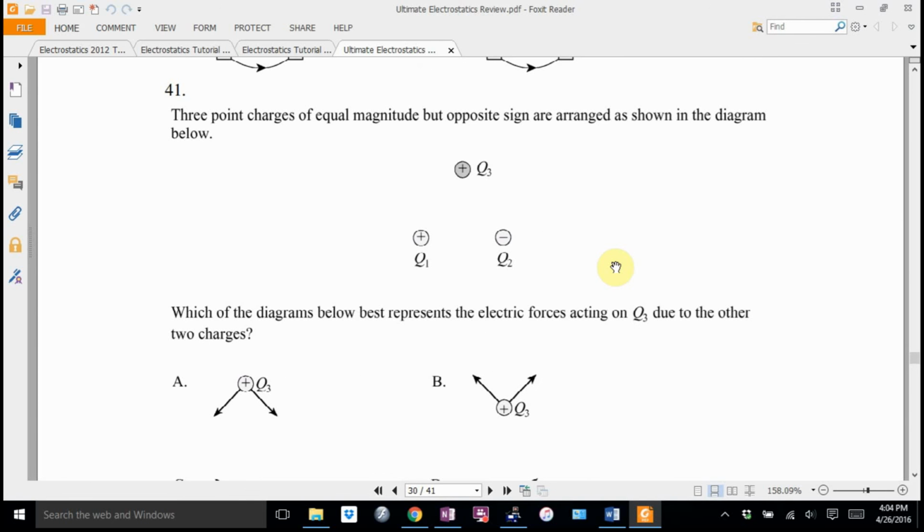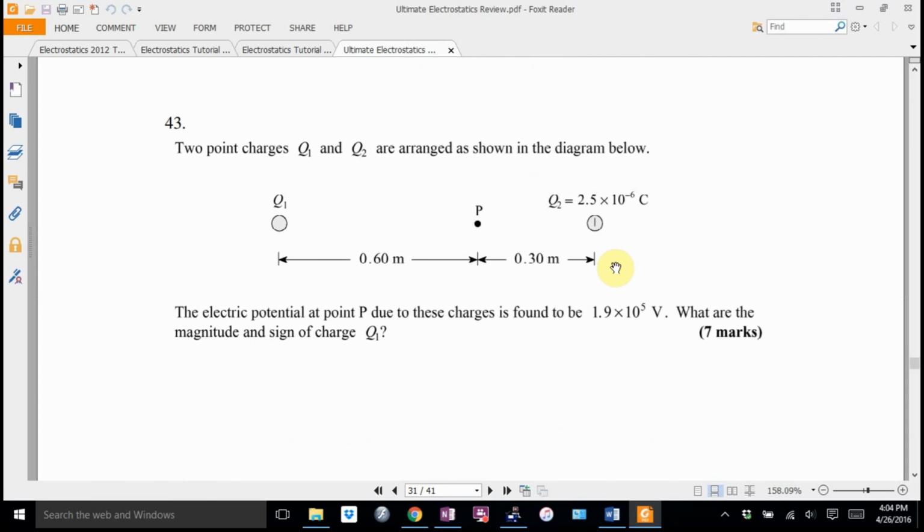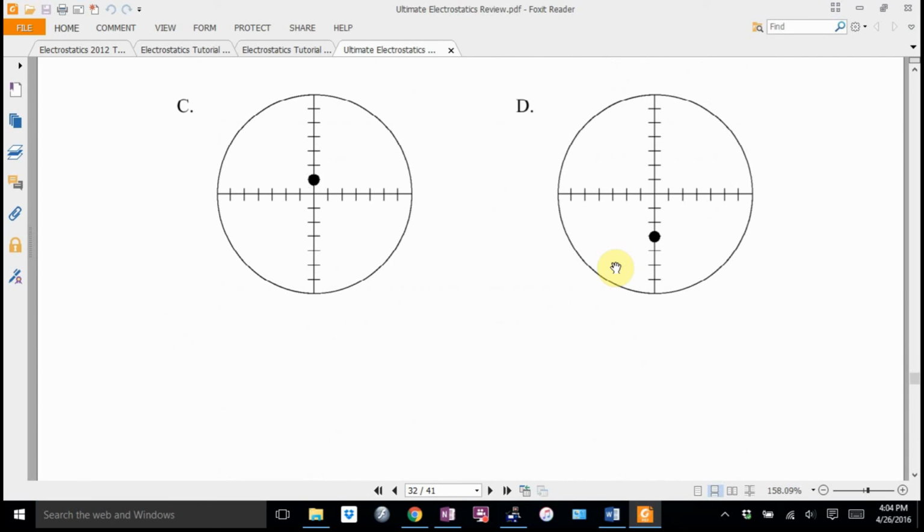You know what, 41, this might be a nice way for me to get you to do a little bit of vector math without doing the math. I might say something like just which arrow best represents the direction of the net force. Something like this. Okay. Cathode ray tube 44, you can not worry about.